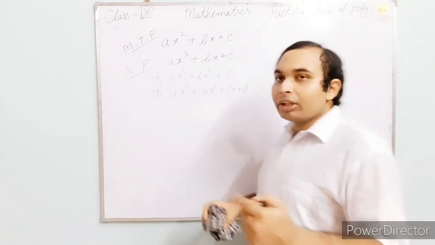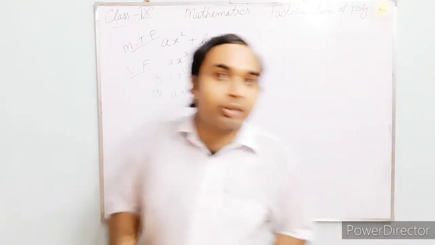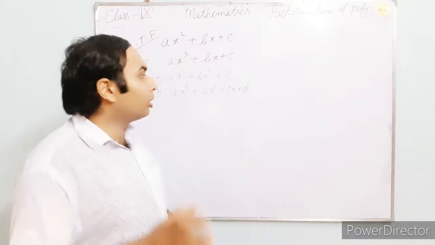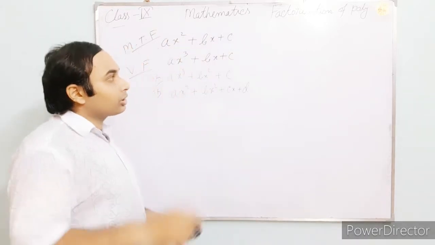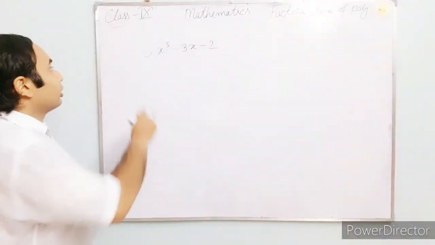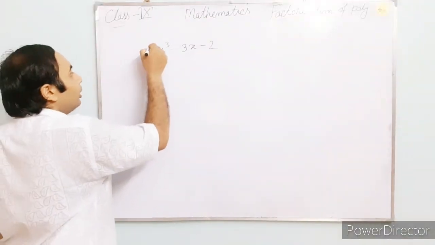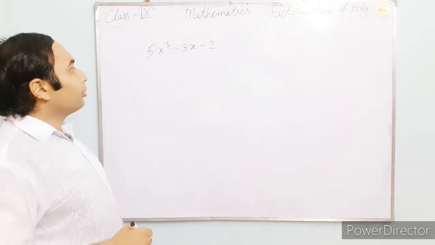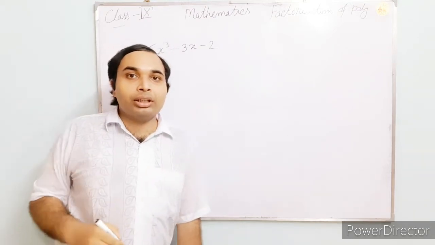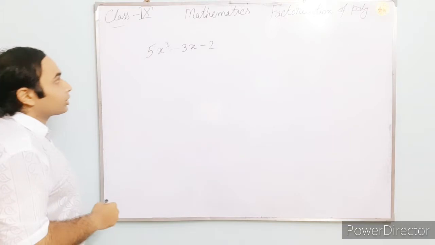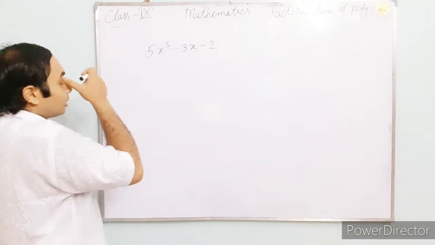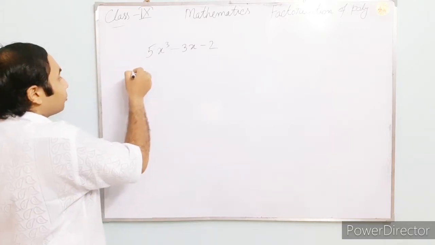So let us take one example. Straight away we will take one example, and I will explain the process while solving it. So students, this is our example: 5x cube minus 3x minus 2. Here the square term has been vanished. We have to do this factorization process.